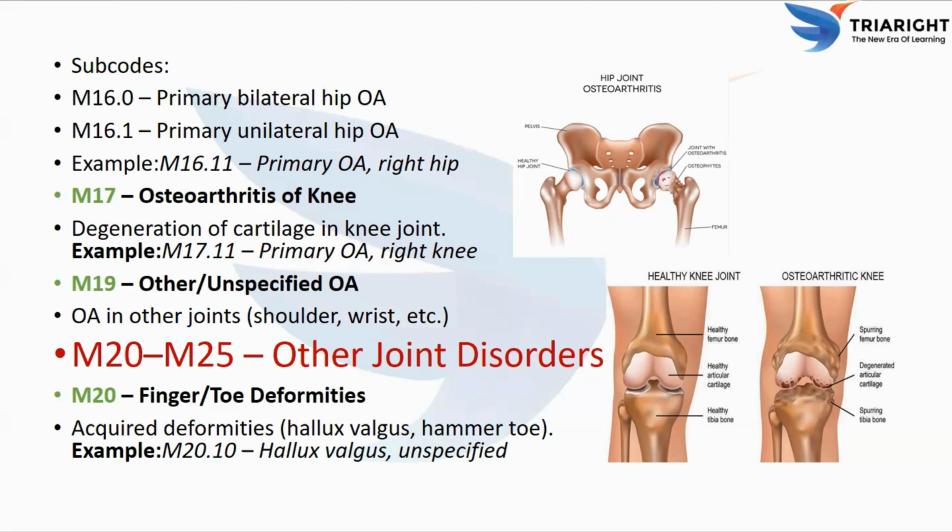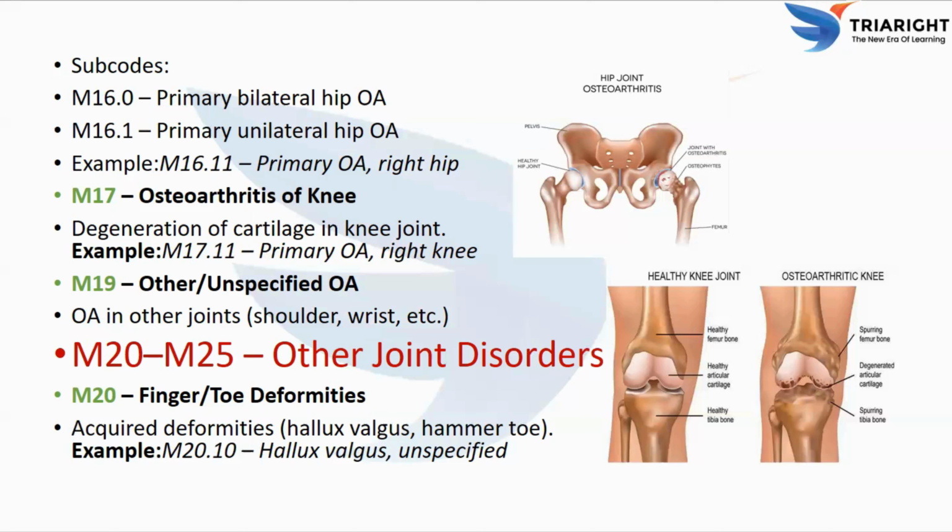So M20 to M25 is a continuation. This describes the other joint disorders. This section includes the joint problems that are not caused by infection, autoimmune disease, gout or osteoarthritis. So these are mainly structural deformities, movement problems and also mechanical derangements of the joints.